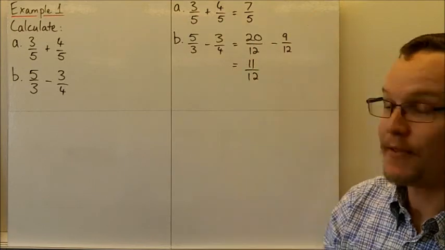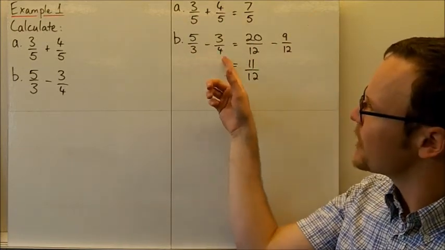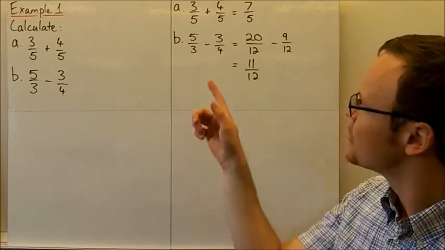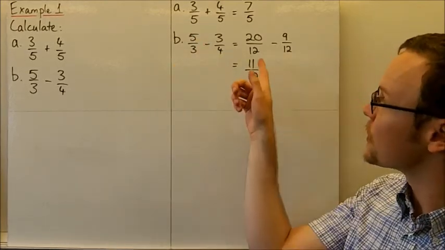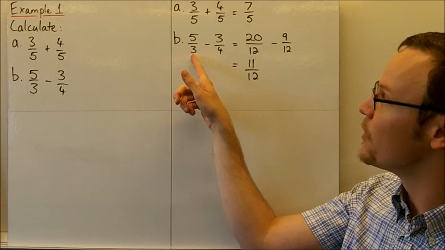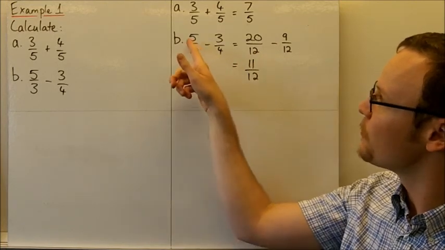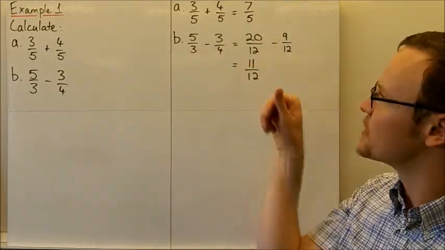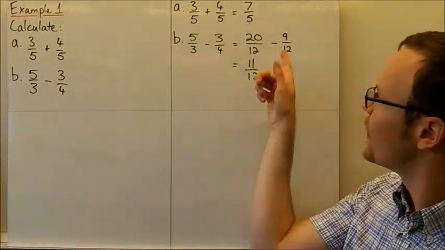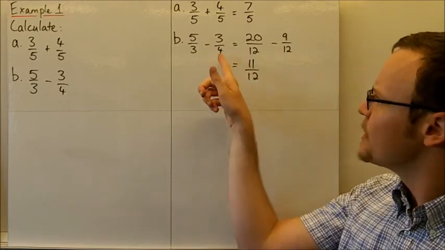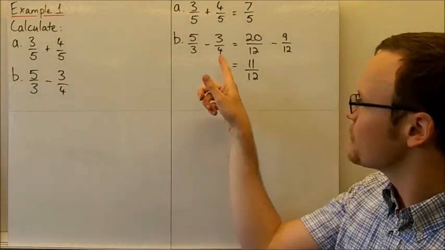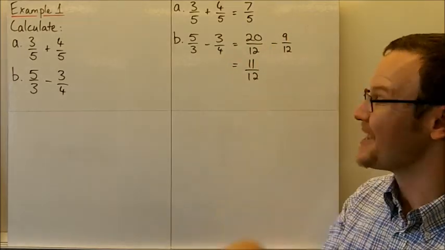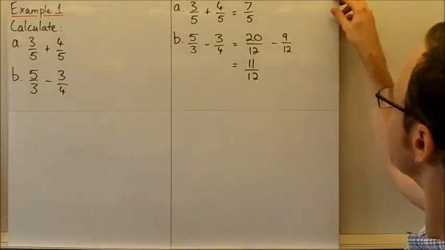So 3 plus 4 is 7/5. Here, we don't have the same denominators, so the lowest common multiple of 3 and 4 is 12. So 5/3 with a 12 as a denominator. If we multiply by 4, we get 12. Multiply 5 by 4, we get 20. So 5/3 is equivalent to 20/12. Minus, so we're subtracting, 3 quarters. We need to get that as a 12 on the bottom, so multiply by 3, multiply by 3 on the top, we get 9. 20 minus 9 is 11/12.